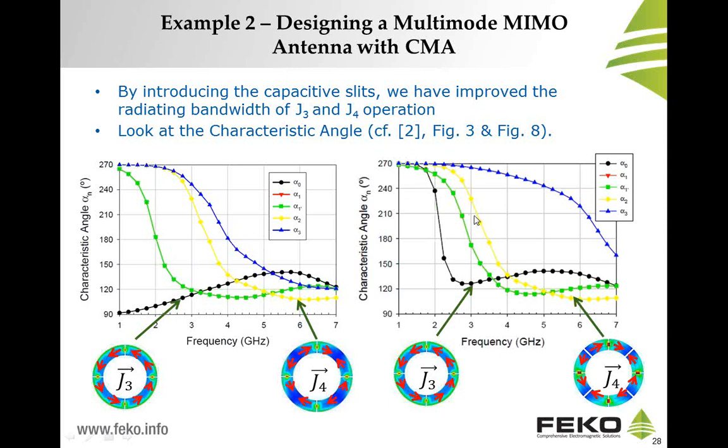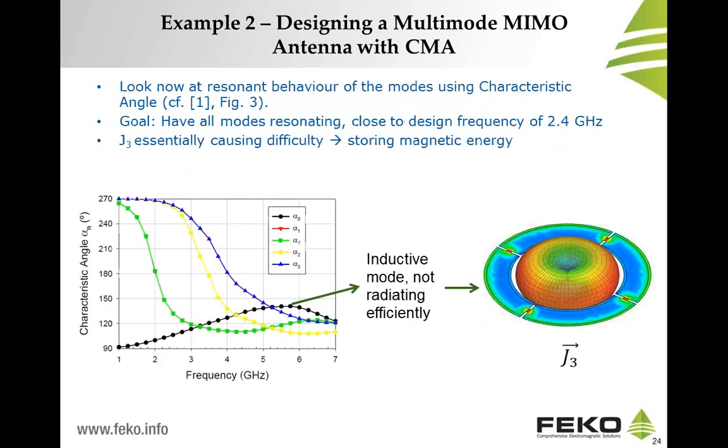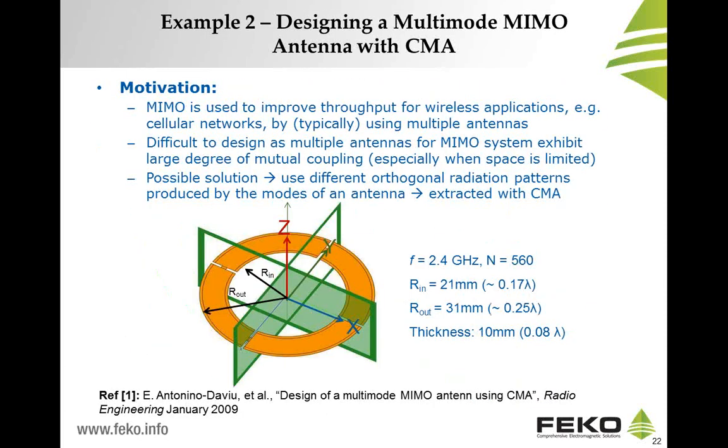As you can note here, the behavior of the yellow curve, or the characteristic angle associated with mode 4, has not been changed in any way. I hope this example shows you some of the considerations and systematic approaches that can be followed with a CMA in order to obtain a suitable design. And again, I would like to emphasize that if you would like to read a little bit more, please visit or extract this reference that I mentioned on the slide over here.